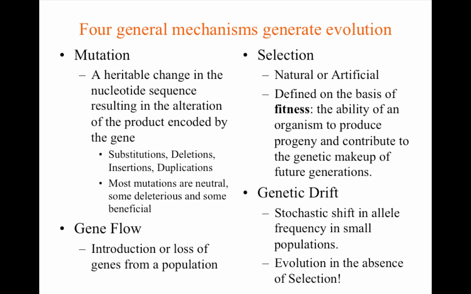So one of the things that I want to bring out to you is the idea that you have four general mechanisms that are going to generate evolution. And the first one of them you already are very familiar with, and that is mutation. As you know, a mutation is a change in the genome of an organism that is inherited. So that is going to be able to be passed into the offspring of the organism.